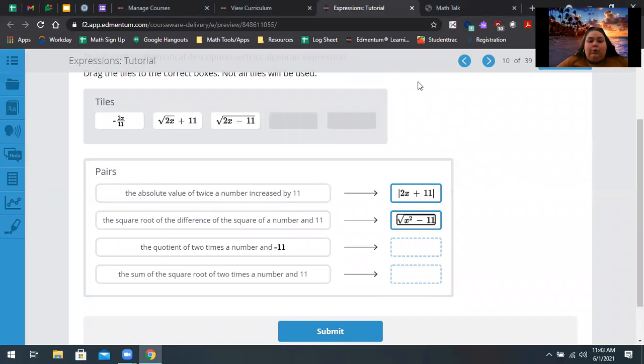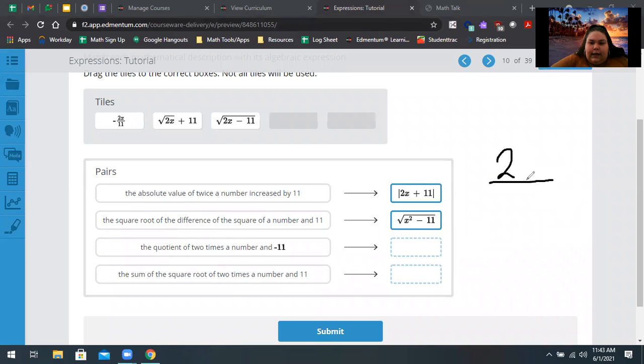So it says the quotient. You can always go back to that one chart where it gave you a list of expressions and keywords. But normally when we hear the word quotient, we are dividing something. The quotient of 2 times a number. So 2 times a number, that's supposed to be my x, 2 times a number and negative 11.